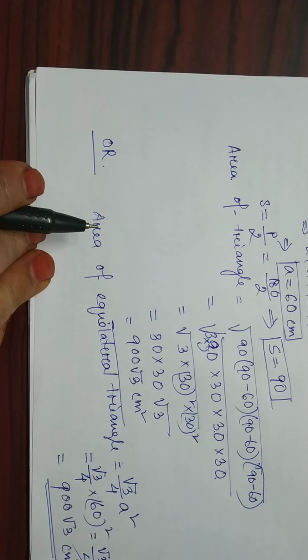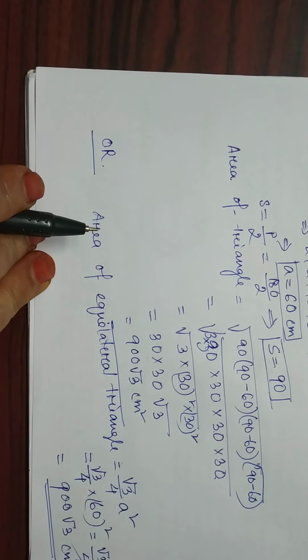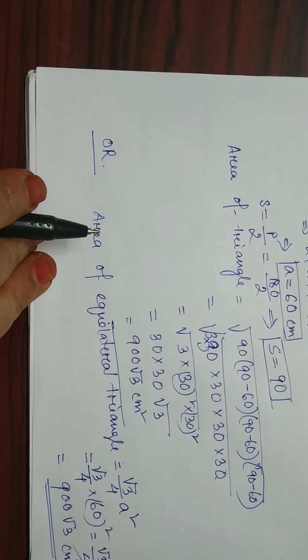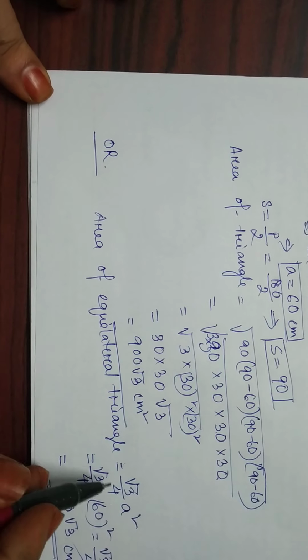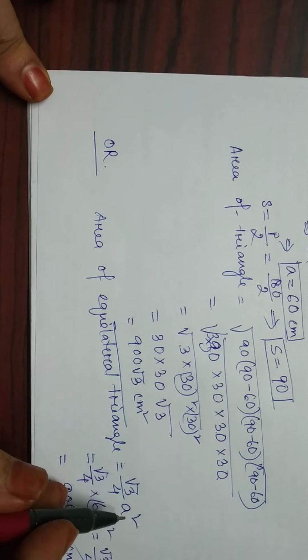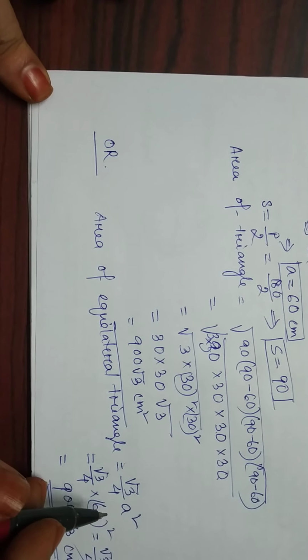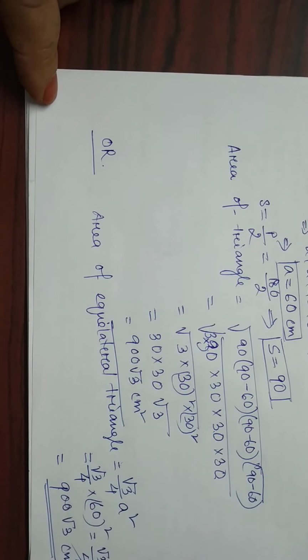This way also you can find the area of the triangle if we know the length of the sides of an equilateral triangle. Then equilateral triangle area we can find with the help of Heron's formula. This one is the formula, root 3 by 4 a square, side square. I hope all of you understand.